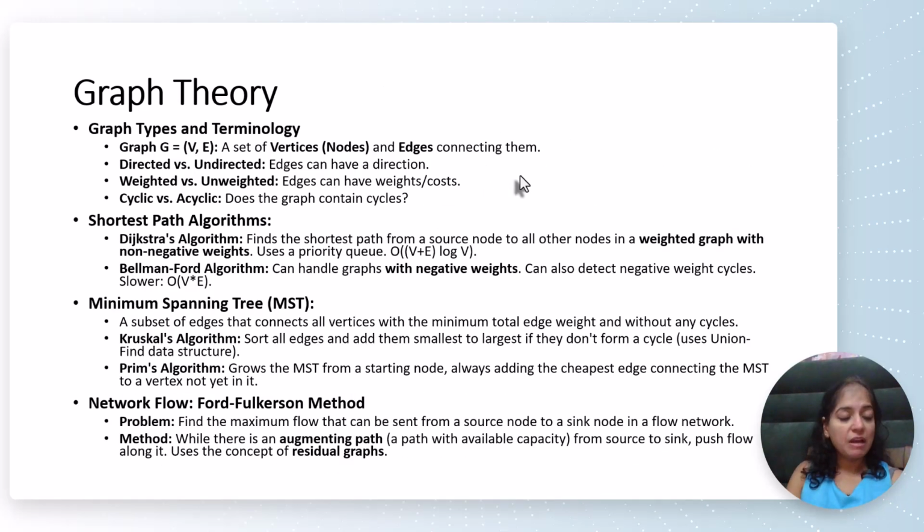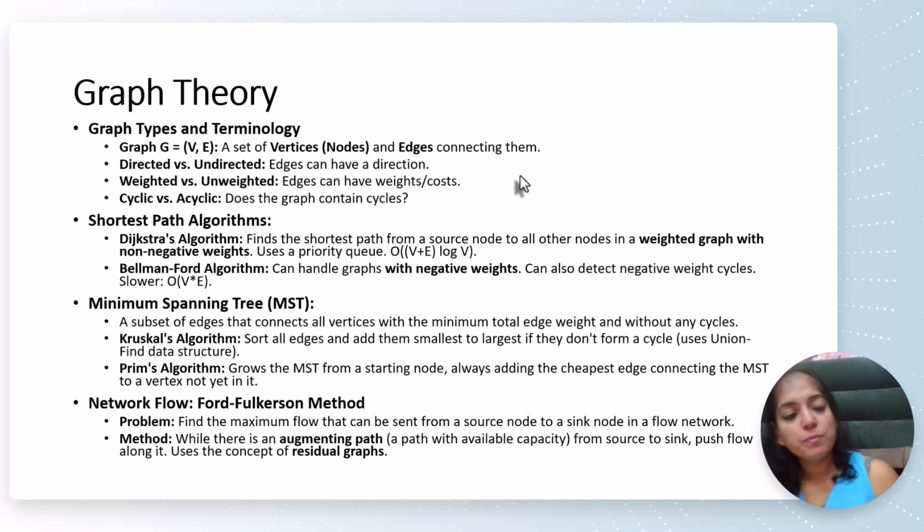Then we move on to graph theory. As we said, a graph consists of vertices and edges. We can have two types of graphs, directed and undirected. In an undirected graph the directions are not defined, like from point A to point B and from point B to point A, we can go in any direction. Whereas in a directed graph, there is a direction associated with each edge and you can move only in that direction.